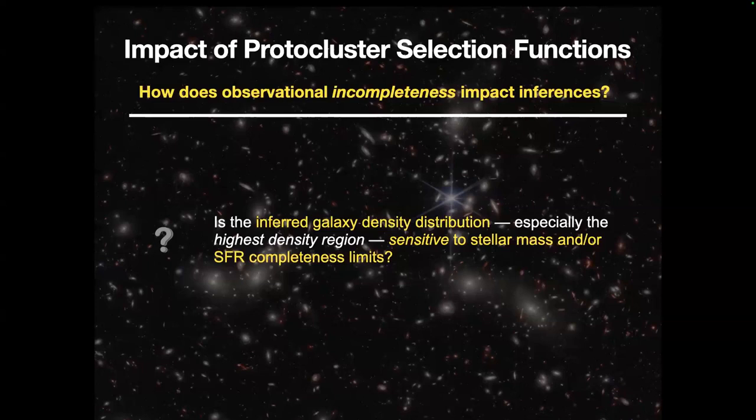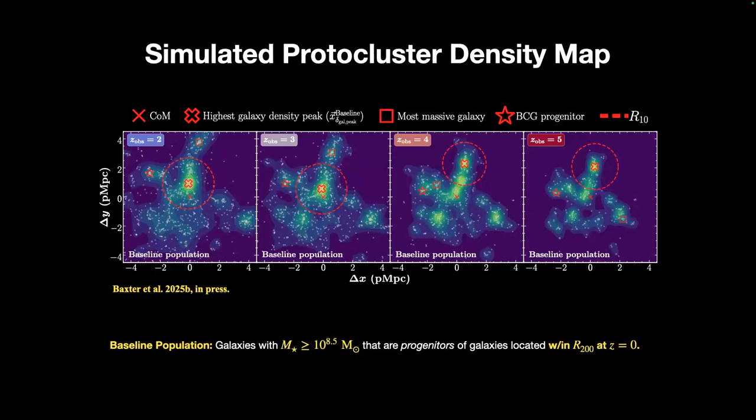Okay, so going back to these 2 questions. The first is, is the location of the highest density region in terms of the density of galaxies sensitive to the stellar mass or star formation rate completeness limit of your sample? So this is just showing you one example. Here's a protocluster at redshift 2, 3, 4, and 5. The colors are showing you the galaxy density distribution, again, for this baseline population. So all galaxies greater than 10 to the 8.5 that will end up in the cluster at redshift 0.